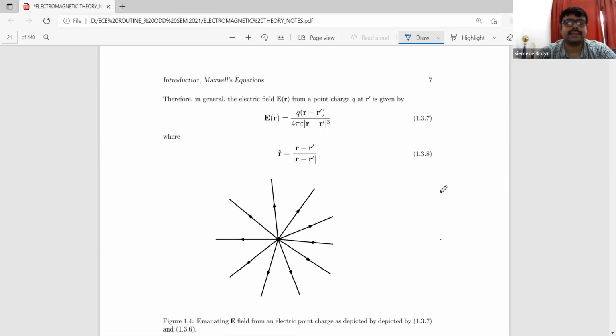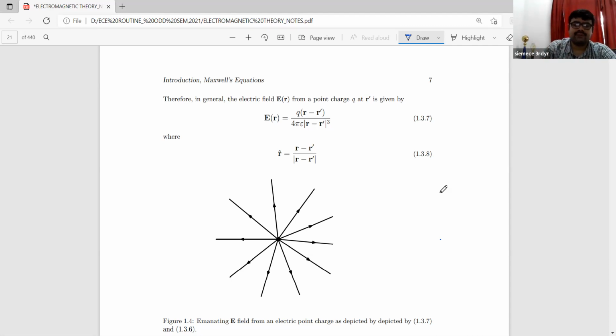Therefore, in general, the electric field E of R, at a certain distance, if you want to measure the electric field from a point charge Q at R dash, is given by E of R. What will the expression be? E of R equals Q into R minus R dash divided by 4 pi epsilon mod of R minus R dash cubed. That is equation number 1.2.7.